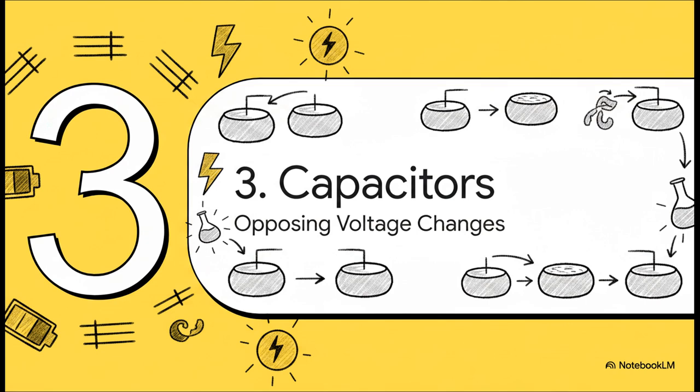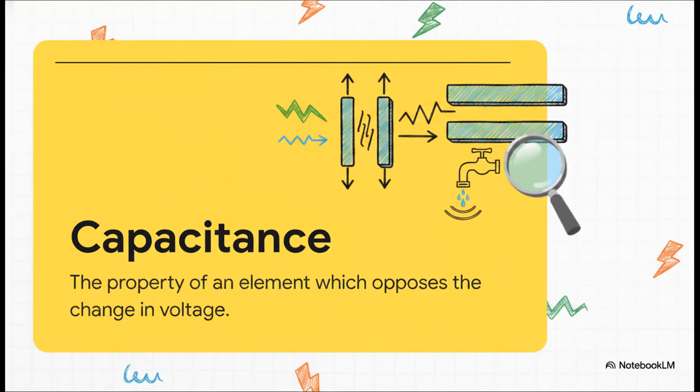Finally, let's look at our third foundational idea. Number 3, capacitors, opposing voltage changes. If the inductor is a shock absorber for current, the capacitor acts like a tiny temporary storage tank within our network. While the inductor stabilizes the current, the capacitor's job is to stabilize the voltage.